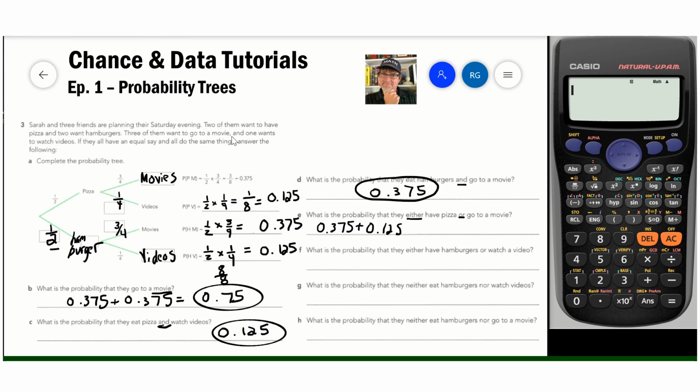Or go to a movie. Okay, now we've already counted these first two probabilities. You don't want to double count them, but we do want to look down here and add in the one that is going to the movies because it says either or. So I got to add this movie one, which is another 0.375. So I've got 3/8 and 1/8 and 3/8. That gives me 7/8, which I know is 0.875.